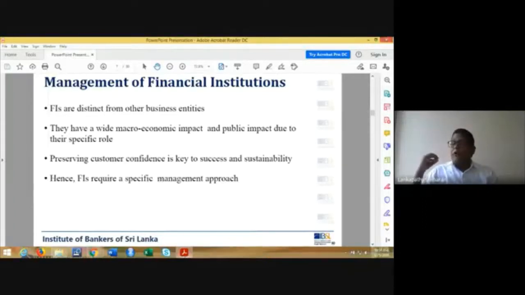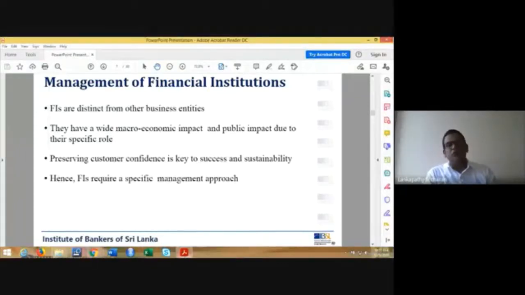Financial institutions should have more customer confidence, because otherwise customers won't come and put their money in. In a production company or some other service company, customer confidence is also needed, but in a bank or financial institution there should be a higher level of customer confidence, because otherwise customers won't put their money into banks or finance companies. Hence, financial institutions require a specific management approach.